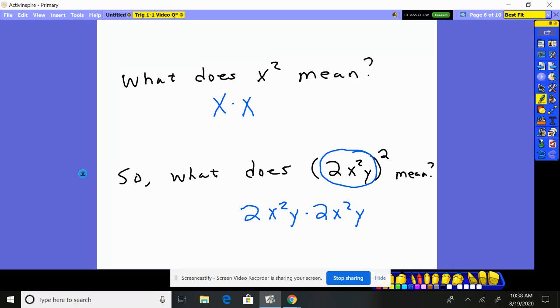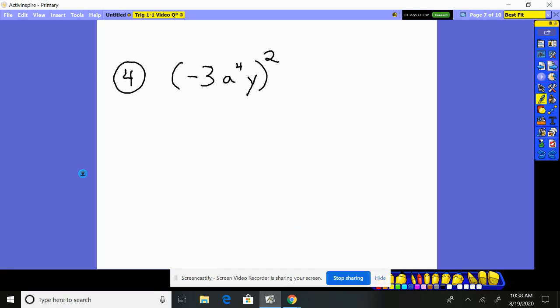And then I can work it and get our answer. Well, that's what we're going to do on this problem. We have negative 3a to the 4th y, that whole quantity squared. So I'm going to take this whole thing, and it says square it. In other words, multiply it by itself. So I'm going to write out negative 3a to the 4th y times negative 3a to the 4th y.